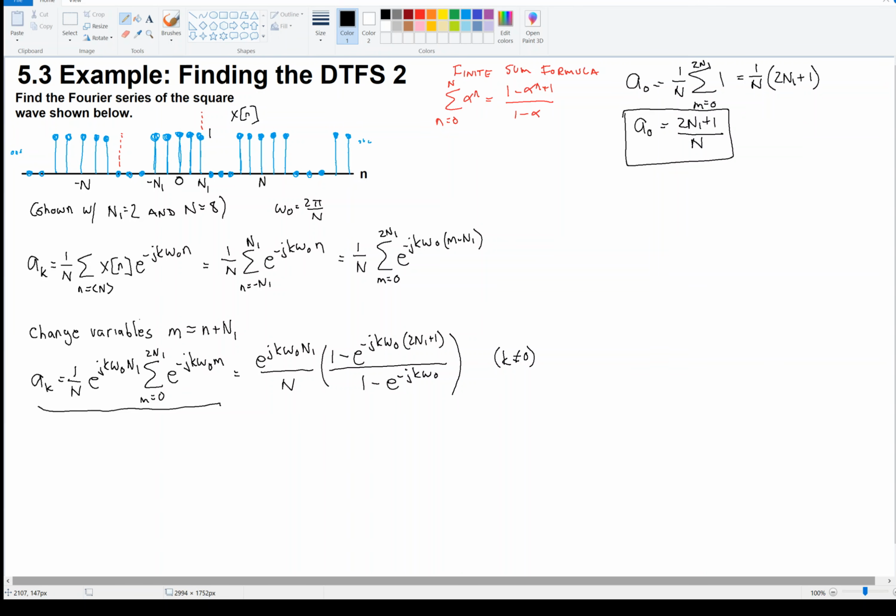Further, because the discrete time Fourier series repeats every n times, this is also A_n. Okay, so if n is equal to 8, this is also A8, A16, A24, A negative 8, A negative 16, A negative 24. They repeat every 8 times. All right, so we've got A0.